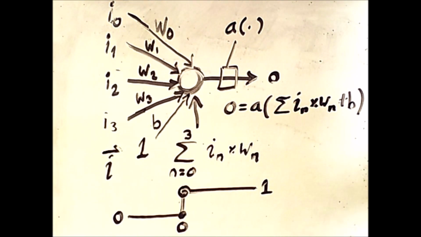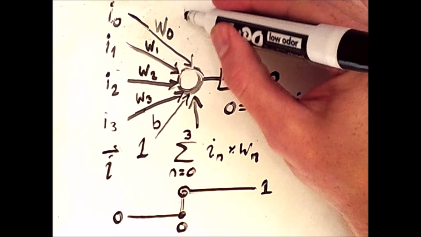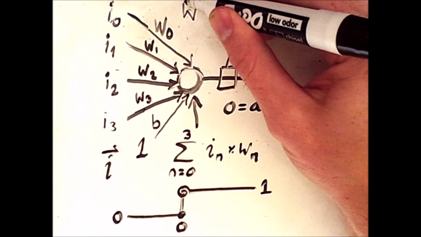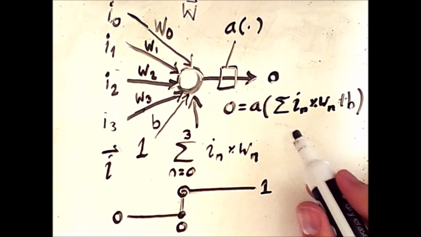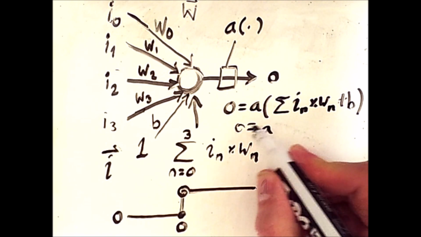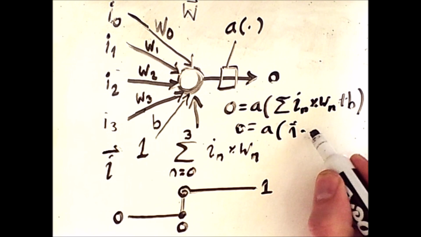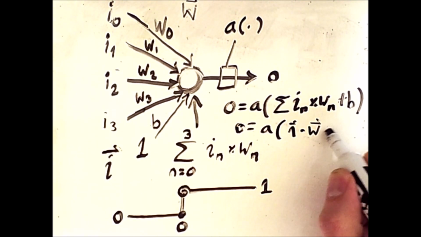So we're just computing a simple function, and for those familiar with linear algebra, you'll recognize this as a dot product. So if I have I as a vector, and if I have the weights also as a vector, then this formula here is equivalent to the activation function applied to I dot W plus the B.